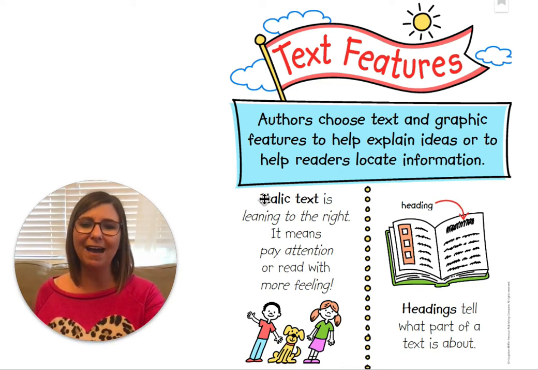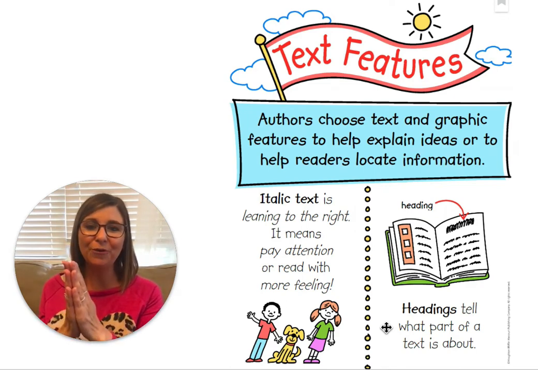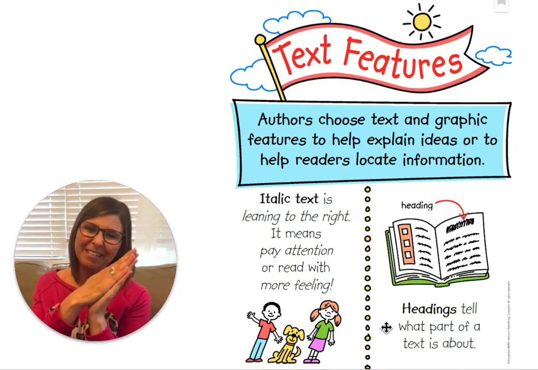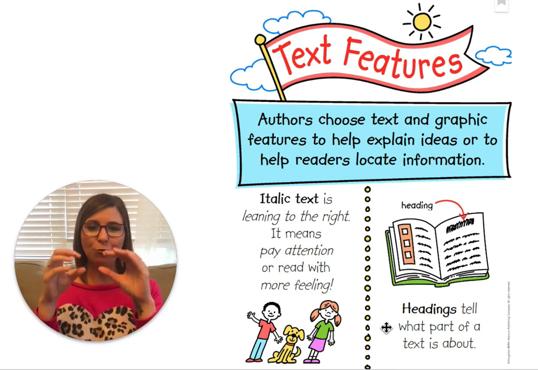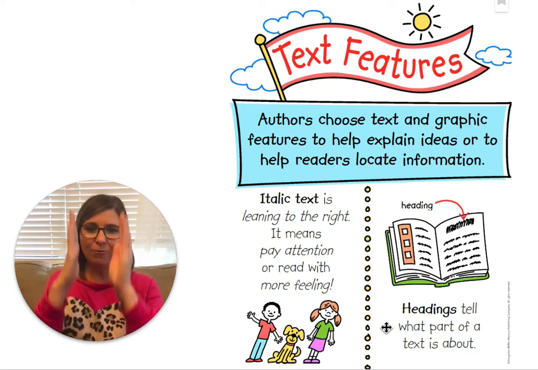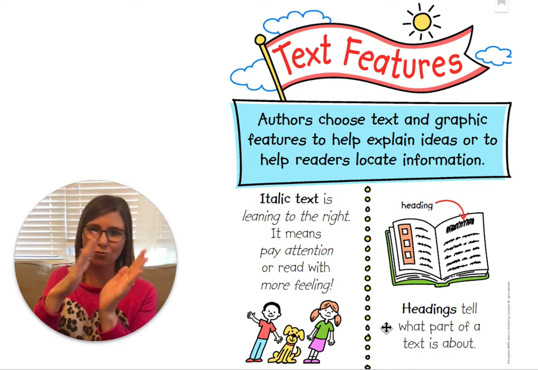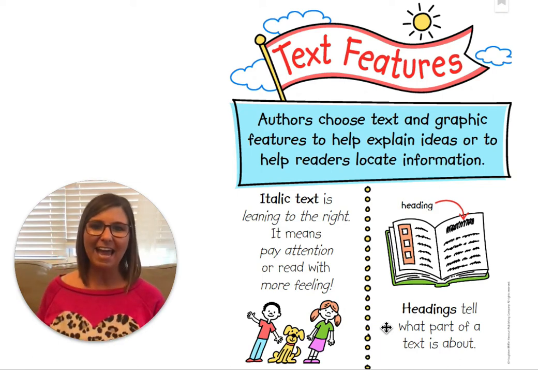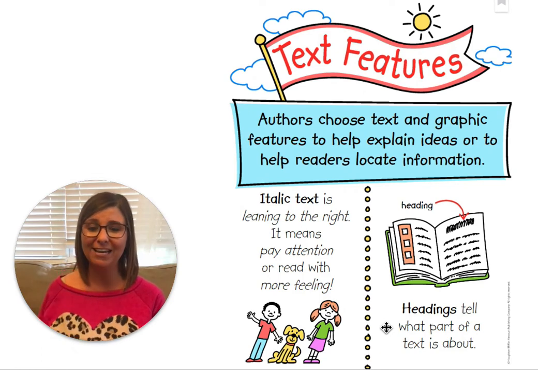Okay, now let's think about another one. We're going to talk about italic text. Italic text is leaning to the right. You ready? We're going to be leaning to the right. I hope it looks like to the right on your screen. I'm leaning to my right. So when we have writing, we notice that regular, typical font stands straight up and down, but italic text goes sideways, slanted, and it's leaning to the right, and it means pay attention to what you're reading because this is important. So either we should pay attention to it or we should read it with more feeling.